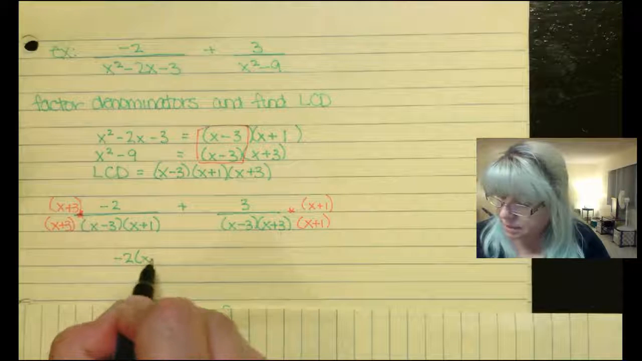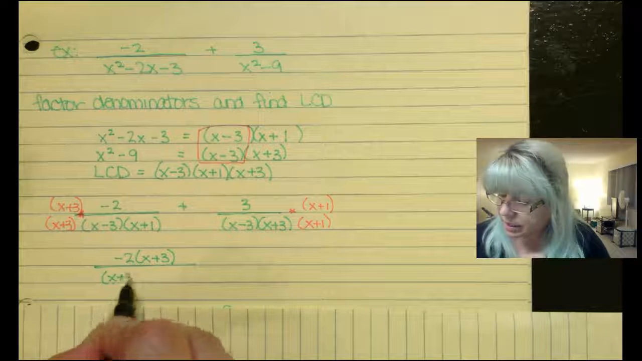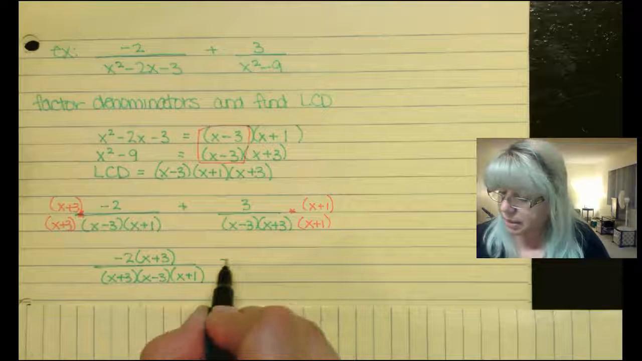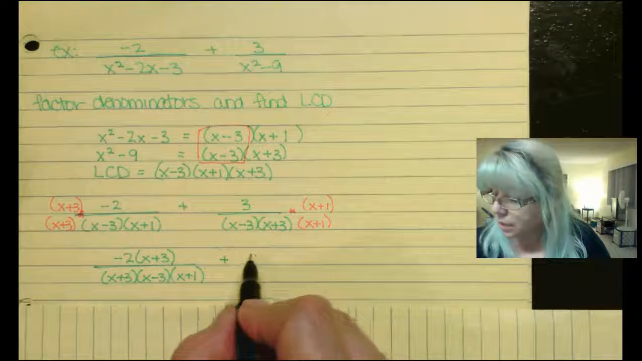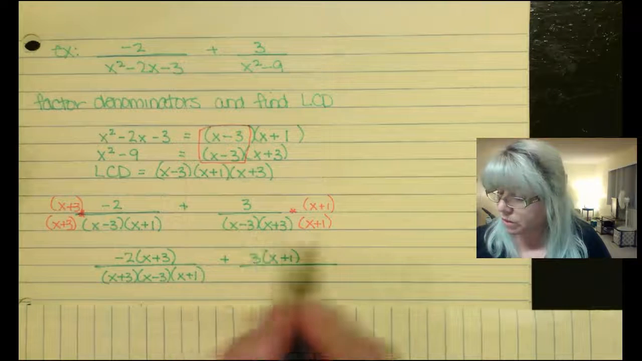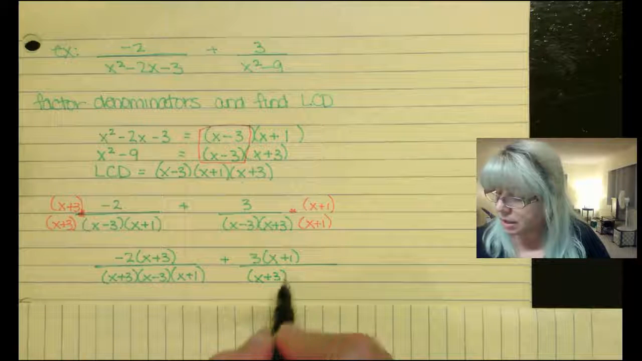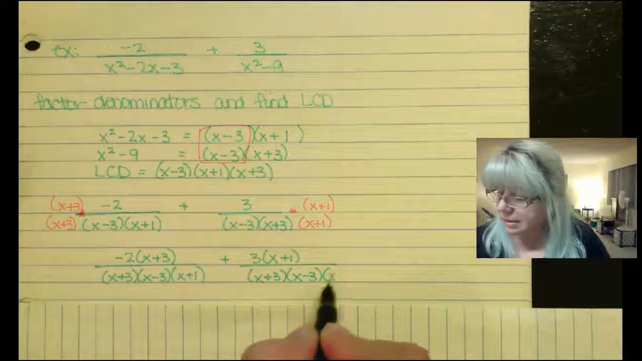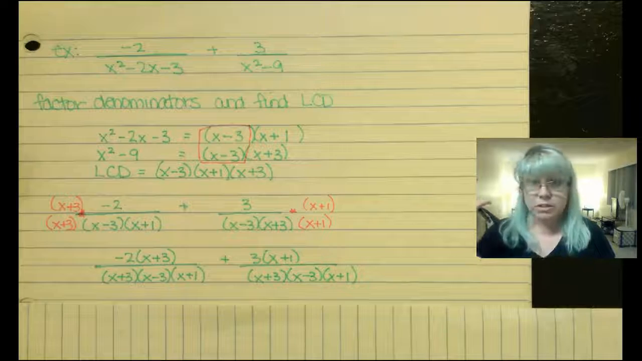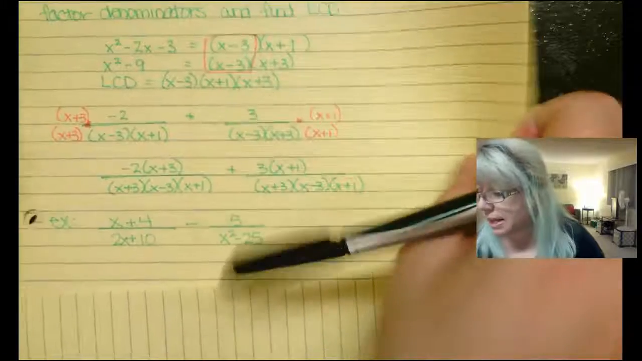-2 times x plus 3 all over x plus 3, x minus 3, x plus 1, plus 3 times x plus 1 all over. I'm just going to reorder it to make sure that it's in the same order as the other one. X plus 3, x minus 3, x plus 1. Now that they have the same denominator, I'm going to add the numerators together.